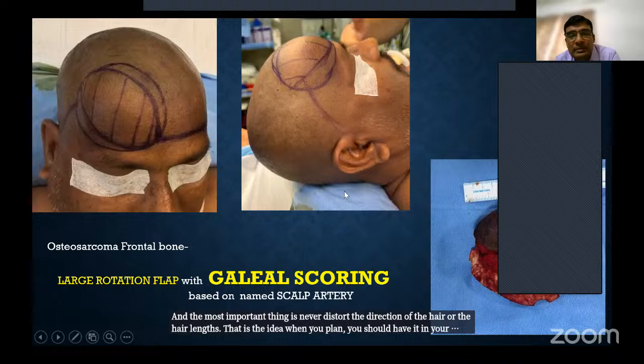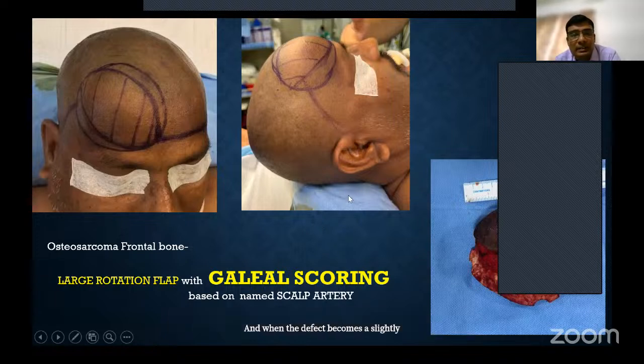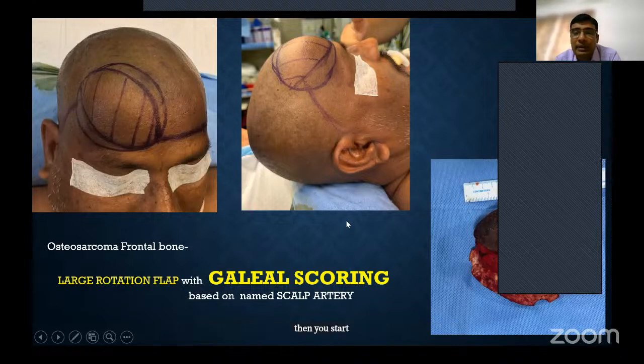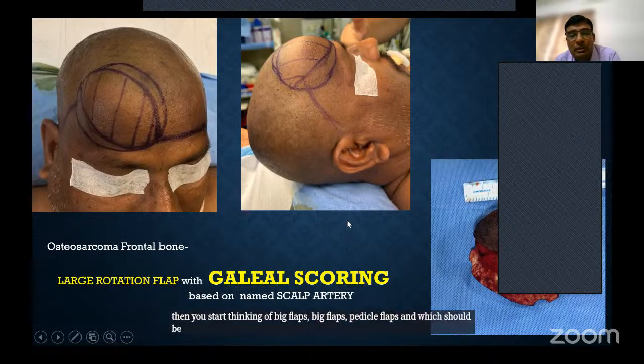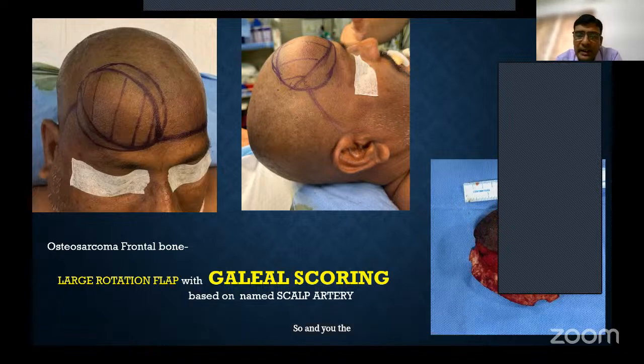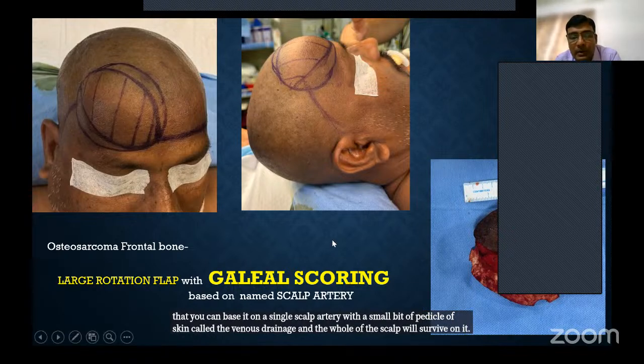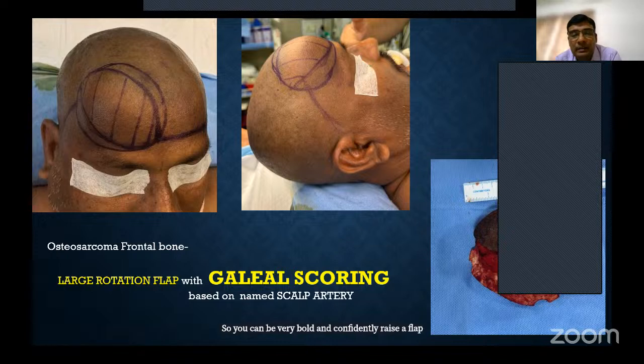When the defect becomes slightly bigger, a medium-sized defect, then you start thinking of big pedicle flaps, which should be combined with what we call galeal scoring. The blood supply to the scalp skin is so good that you can base a flap on a single scalp artery with a small pedicle of skin carrying the venous drainage, and the whole of the scalp will survive on it. So you can be bold and confidently raise a flap in the scalp based on a single blood vessel.